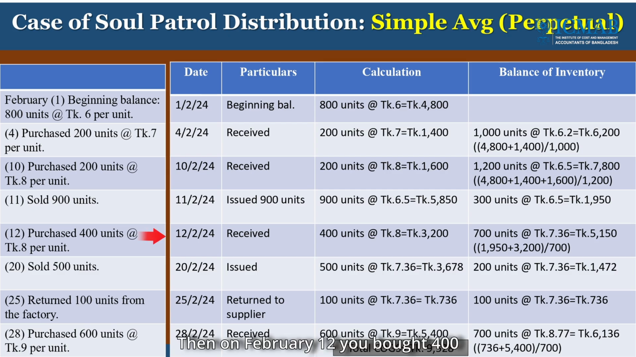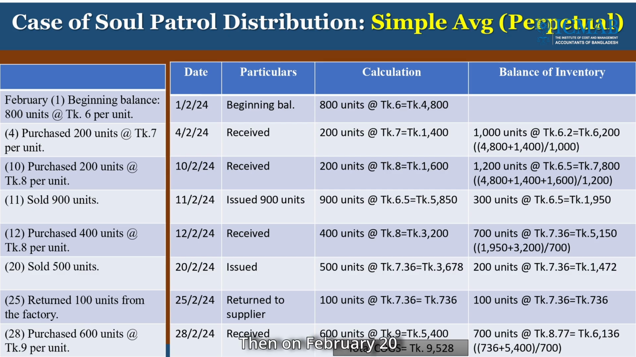Then on February 12, you bought 400 units at taka 8. So the total ending inventory consists of 700 units, and the total value of these 700 units is 5150. So if you divide this 5150 by 700, then we will get per unit cost at 7.36. So we will determine the value of ending inventory like 700 units at taka 7.36, that means total 5150.